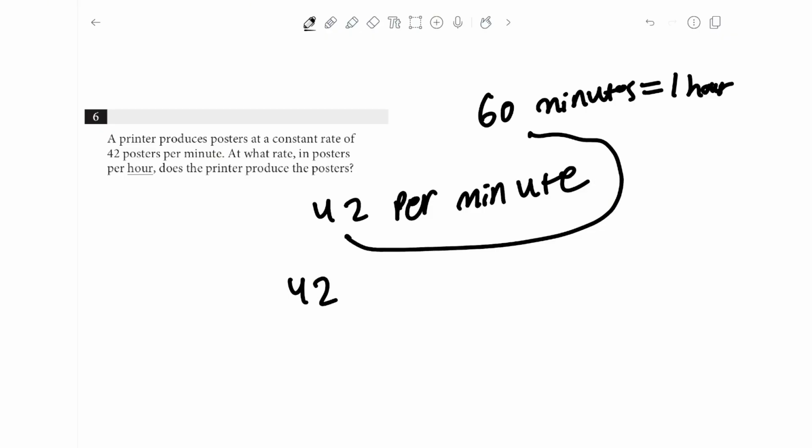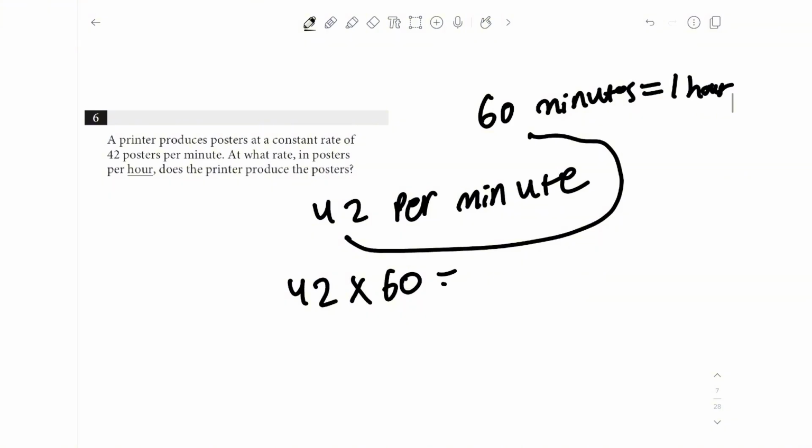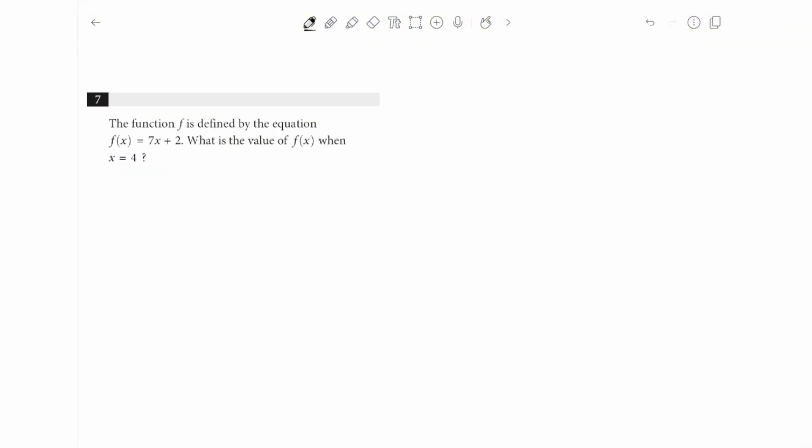So we're just going to do that, 42 times 60. And that is 2,520. Question number 7 says the function f is defined by the equation f of x equals 7x plus 2.